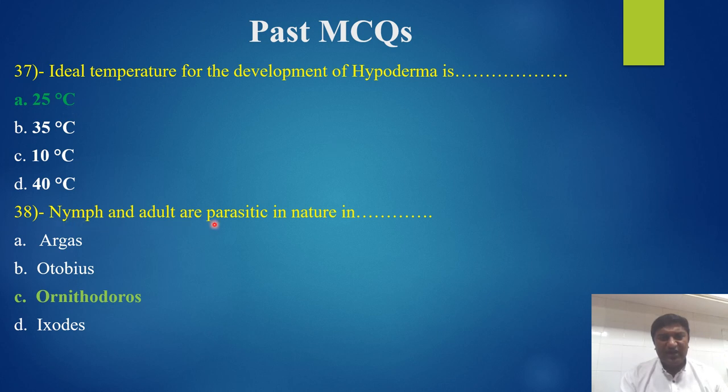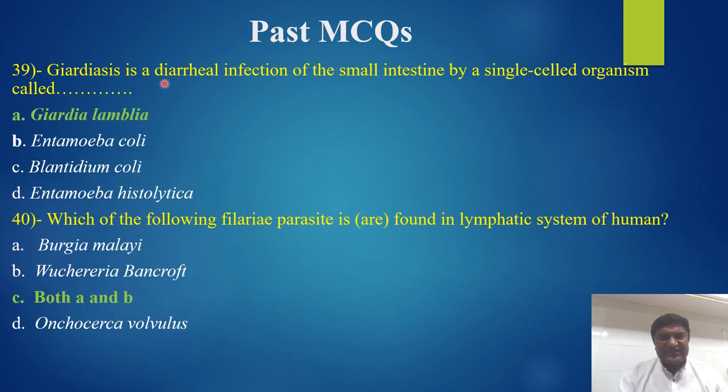Nymph and adult are parasitic in nature in dash. Argas, Otobius, Ornithodoros, Ixodes. So the Ornithodoros is the best answer. Next, giardiasis is a diarrheal infection of the small intestine by a single-celled organism called dash. Giardia lamblia, Entamoeba coli, Balantidium coli, Entamoeba histolytica. So the Giardia lamblia is the best answer for this MCQ.